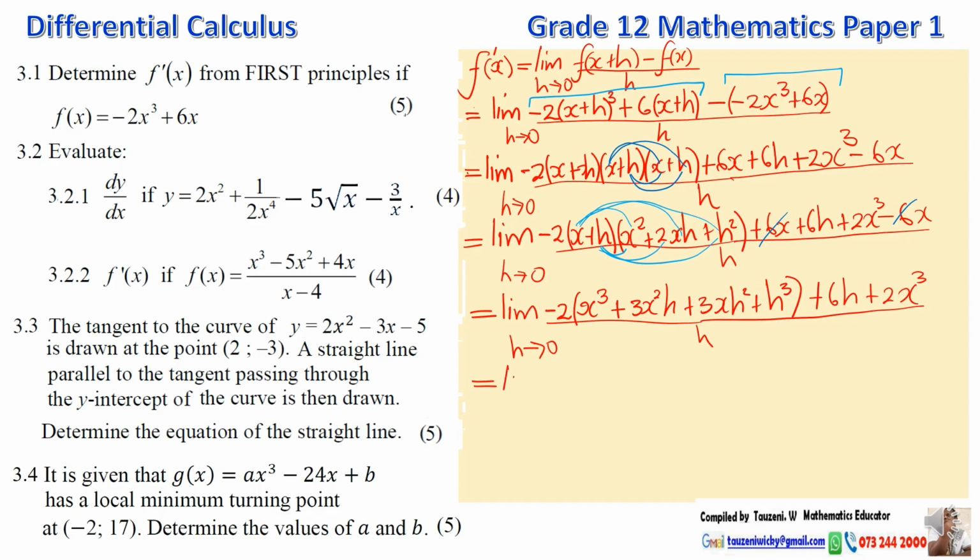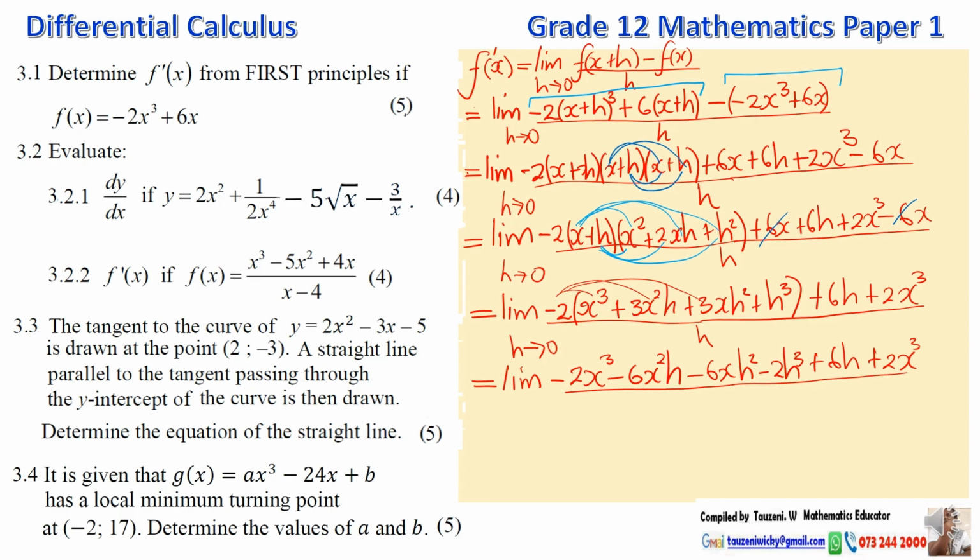So this is equal to the limit, a negative 2, multiply 1 by 1 all the way until you finish these expressions. We're going to have minus 2x cubed, then minus 6x squared h, minus 6x h squared, minus 2h cubed, plus 6h plus 2x cubed, then divided by h as h approaches 0.